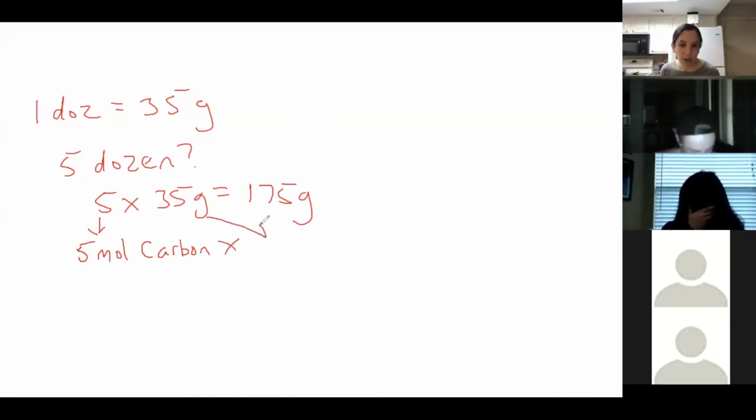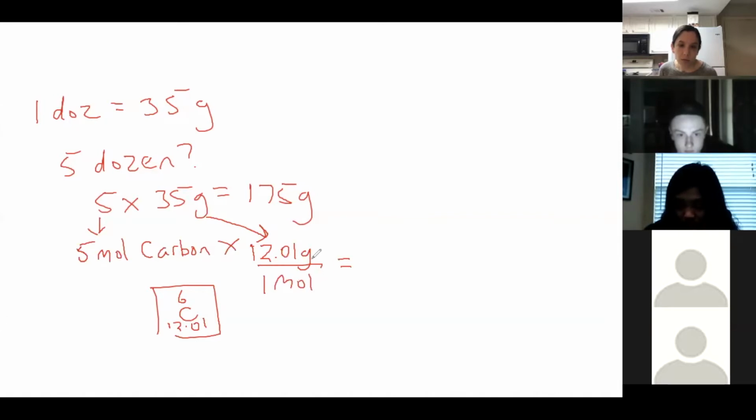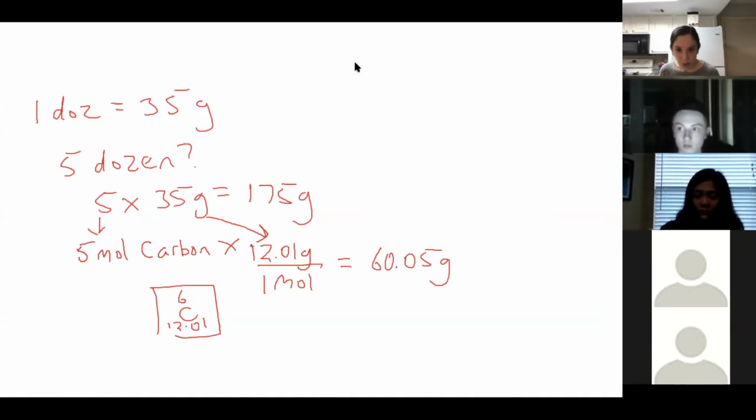So we could say 5 moles of carbon, and we multiply that by carbon's molar mass. So remember, look at the periodic table, look up carbon. There's a 6 on top, 12.01 on the bottom. So the 12.01 tells us that 1 mole of carbon weighs 12.01 grams. So we put 12.01 grams here. That's in 1 mole. Multiply it out, we get 60.05 grams in 5 moles of carbon.